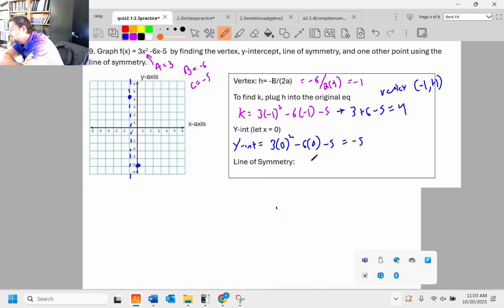The line of symmetry is at x equals negative 1. It always passes through the vertex. And if I have a point 1 unit to the right of the line of symmetry, I have another point that is 1 unit to the left of the line of symmetry. And there is my parabola.